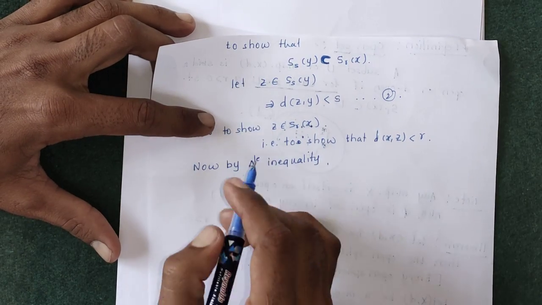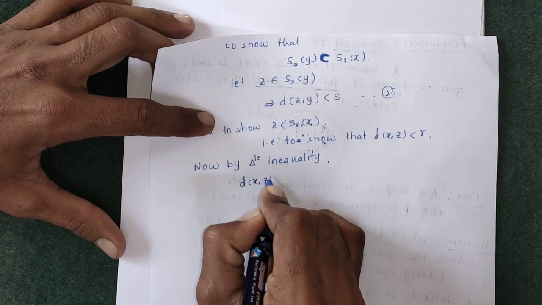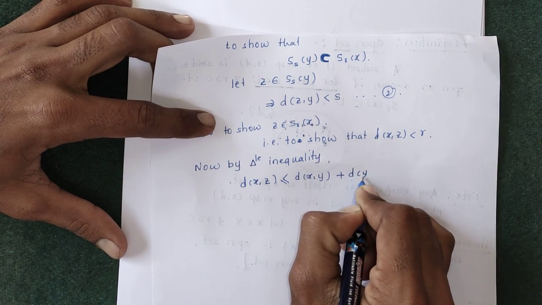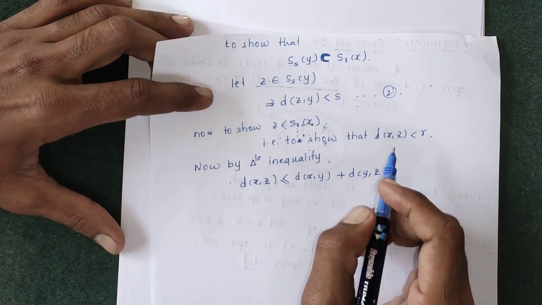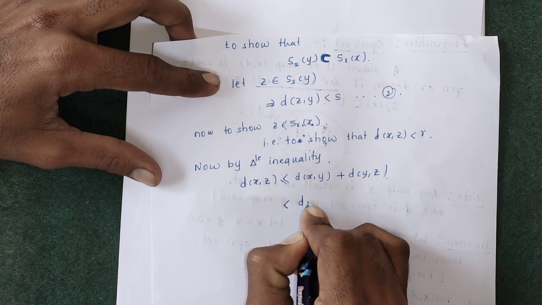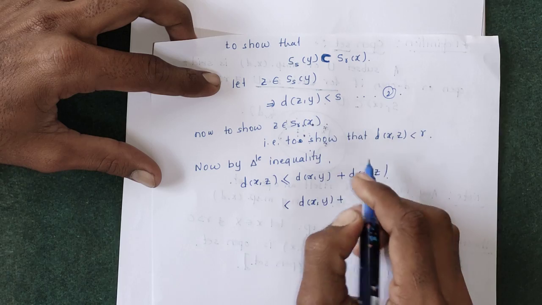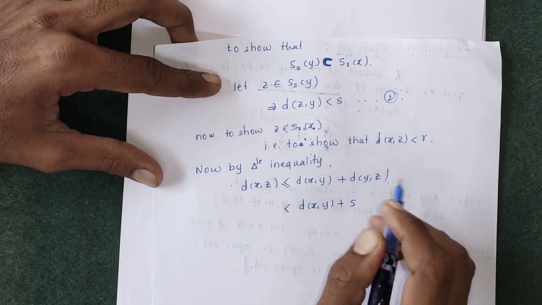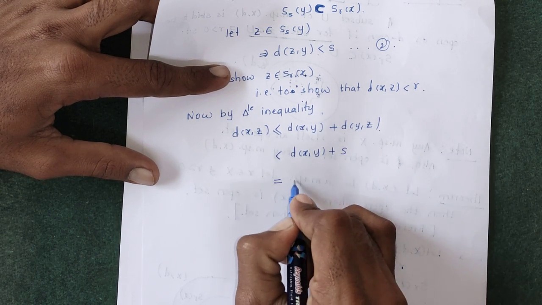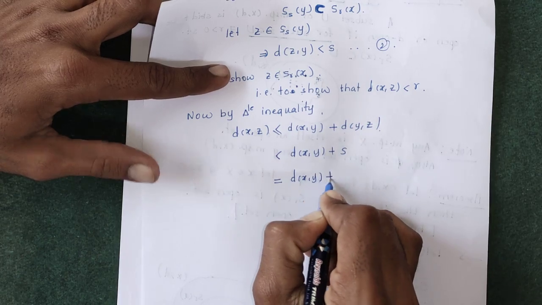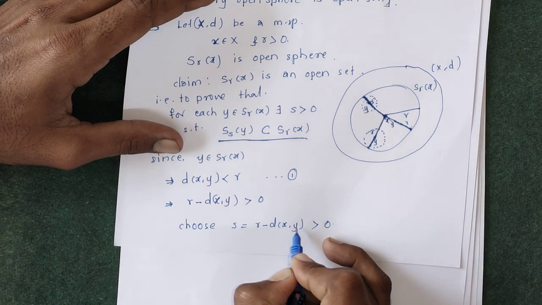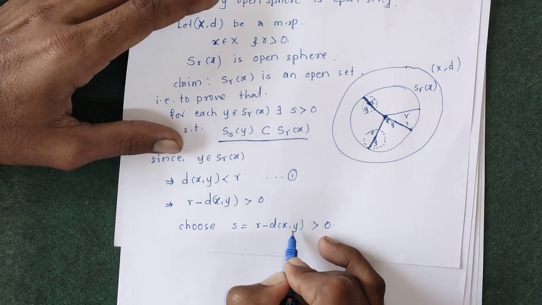by using the triangle inequality, we can write distance of x and z is less than or equal to distance between x and y plus distance between y and z, but distance between y and z is strictly less than s. So I can write it as distance of xy plus s. We know that s equals r minus distance of xy, which we have taken.